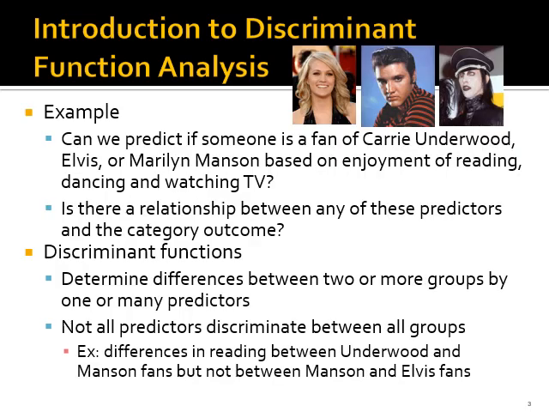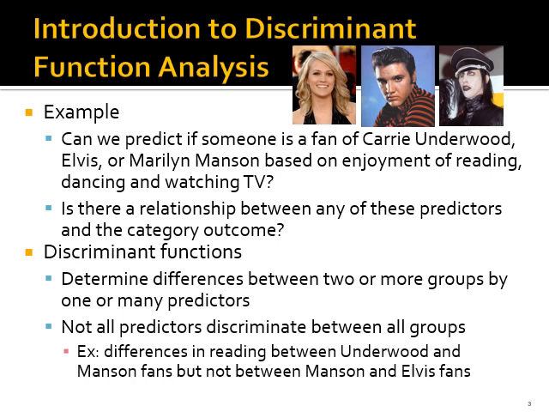So for an introduction to discriminant function analysis, I'm going to use an example where we're trying to predict group membership in fandom. So can we predict if someone is a fan of Carrie Underwood, Elvis, or Marilyn Manson based on their enjoyment of reading, their enjoyment of dancing, and their enjoyment of watching TV? So we have an outcome with three levels. We have a categorical outcome, Carrie Underwood, Elvis, or Marilyn Manson, and we have three continuous predictors: a rating of how much they enjoy reading, a rating of how much they enjoy dancing, and a rating of how much they enjoy watching TV. And the question is, is there a relationship between any of these predictors and that categorical outcome?